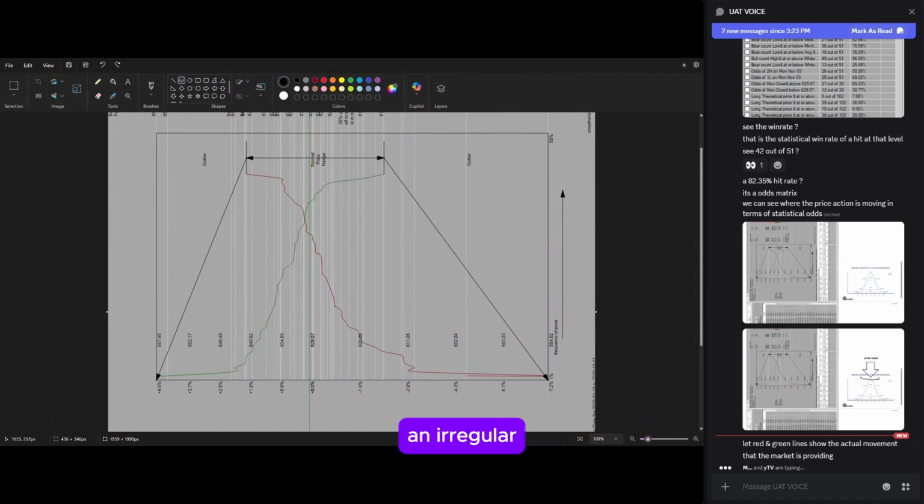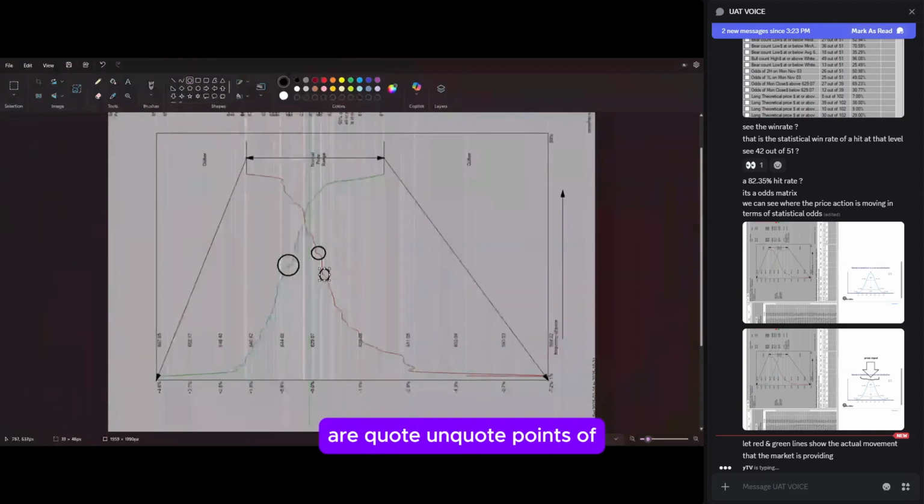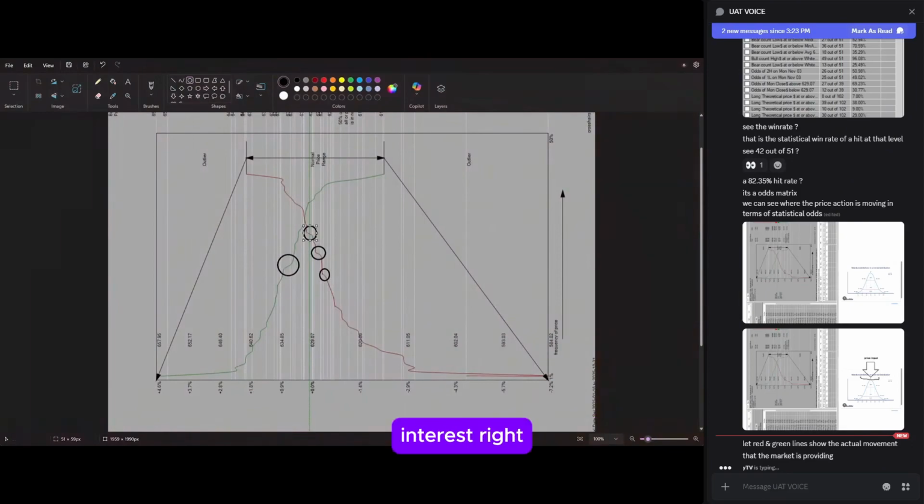This is an irregular distribution, meaning the y-axis is basically the occurrence of a high or low at a specific level, and the x-axis is price. On the long side, for example, in this distribution here, let me circle this. Let me make sure you guys can see this. These little irregularities in the distribution are, quote unquote, points of interest.